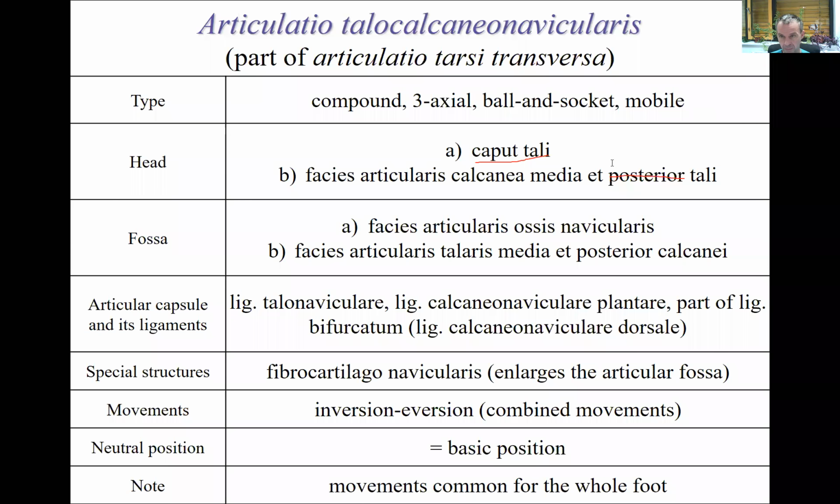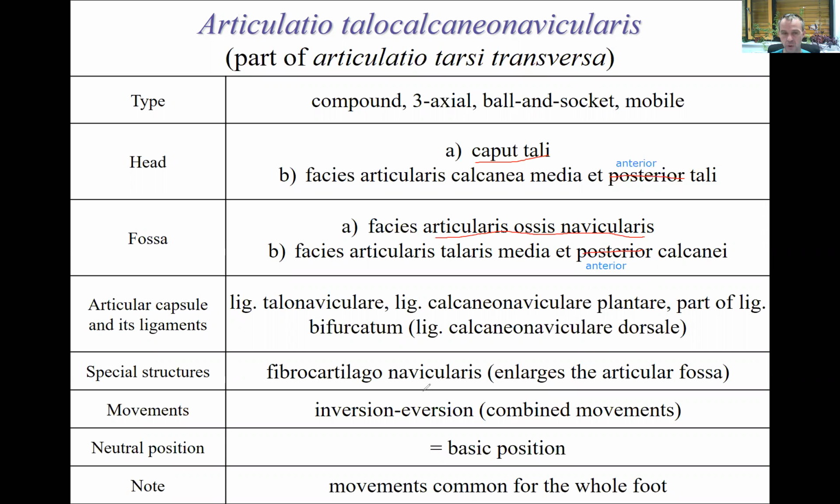Anterior. Yeah, here should be anterior. And the middle calcaneal articular surface, as the posterior is part of the subtalar joint. And the fossa, then, of course, here is again a mistake and should be anterior. I'm sorry for this mistake. Anterior and middle talar articular surface of calcaneus and articular surface of navicular bone. Yeah, the posterior concave surface.